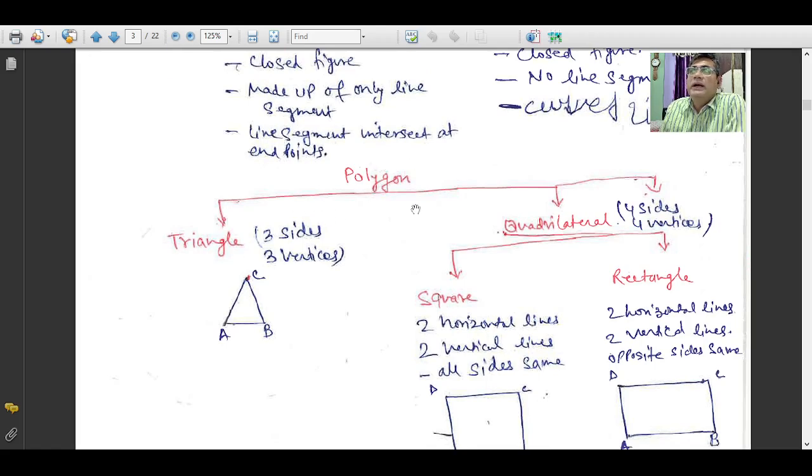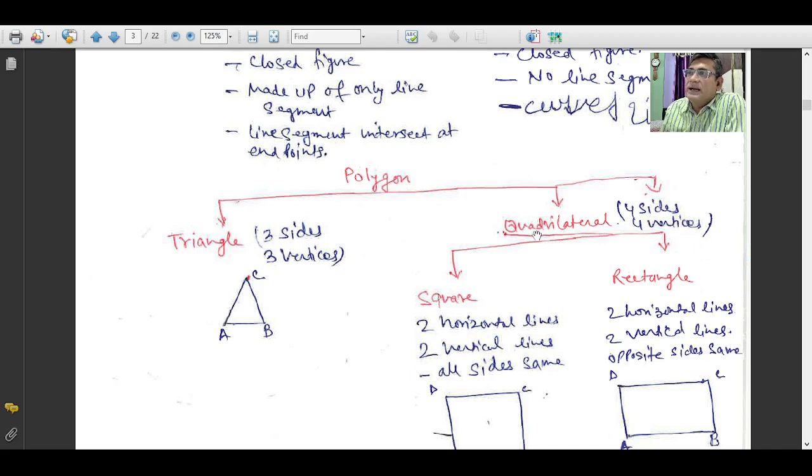So polygon, in your syllabus there are two types of polygons. One is triangle and one is quadrilateral. Triangle has three sides and three vertices. Vertices is where two line segments intersect. So vertices A, B, C. There are three vertices. A quadrilateral has four sides and four vertices.